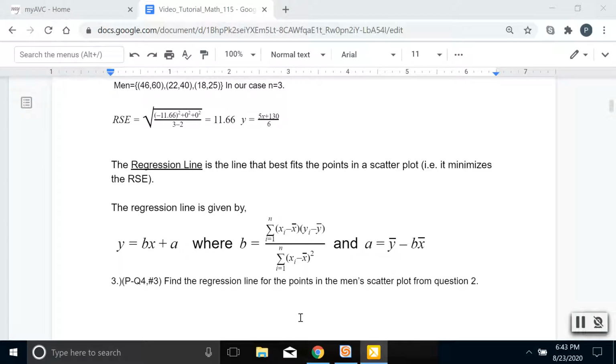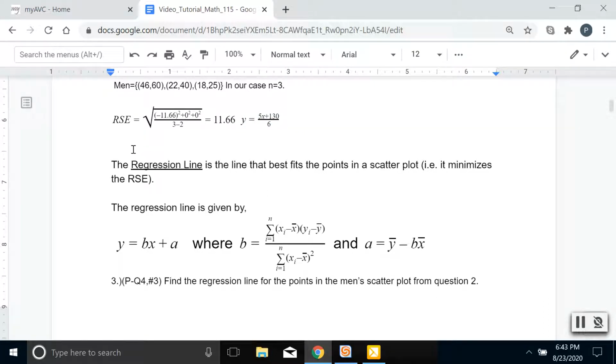Okay, so in this video we're going to go over practice quiz 4 number 3. So here is the answer from question 2. We found the line through (46, 60) and (22, 40), and it was (5x + 130)/6, and we found the RSE was 11.66. And I mentioned that the regression line would have a smaller RSE than this.